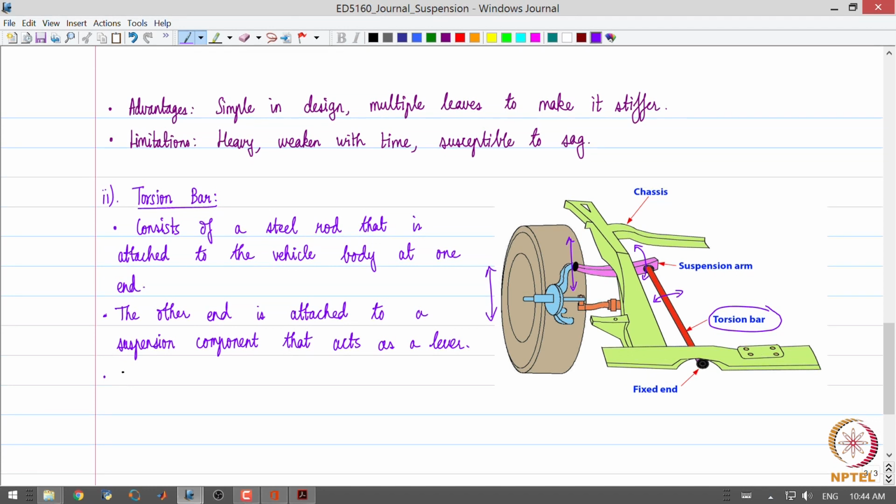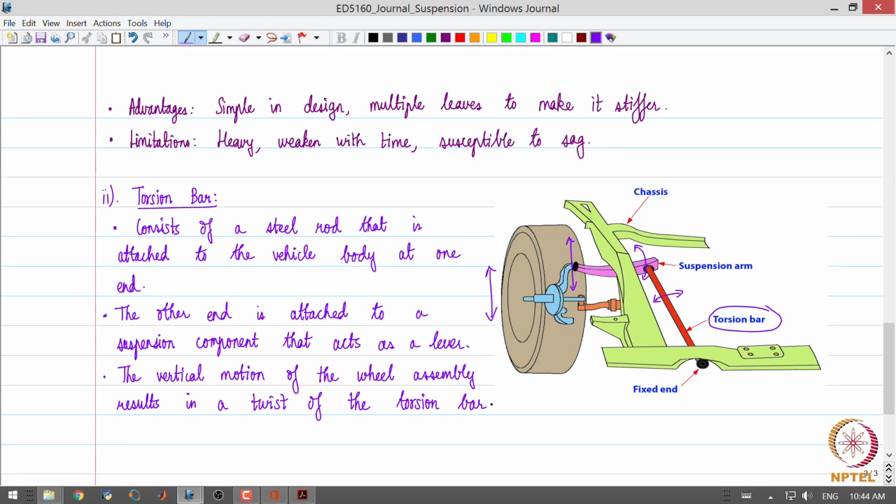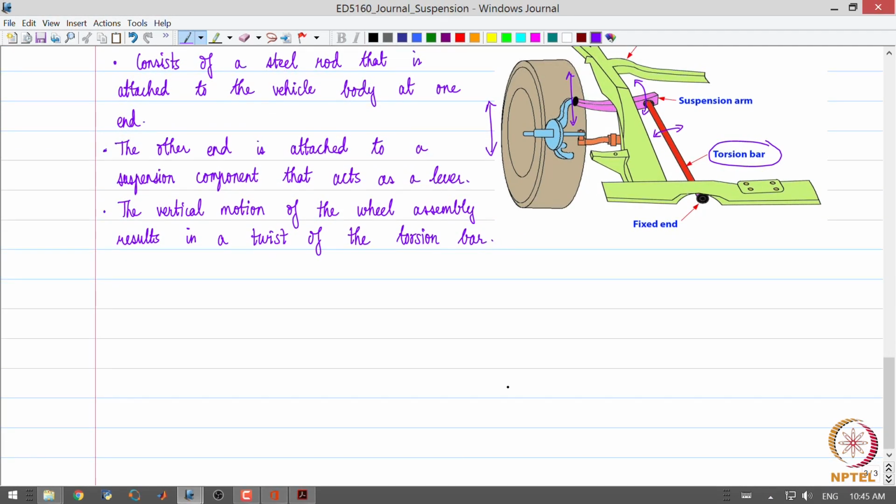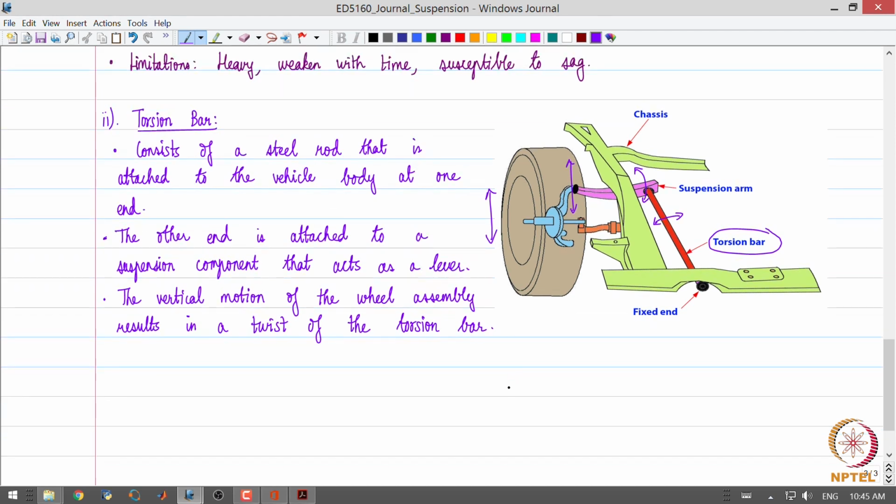So, the vertical motion of the wheel assembly results in a twist of the torsion bar, which essentially results in storing the energy, right. So, that is it, and some torsional stiffness is provided to the suspension system, right.